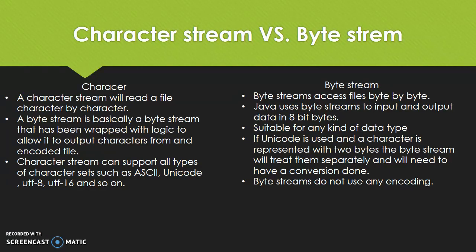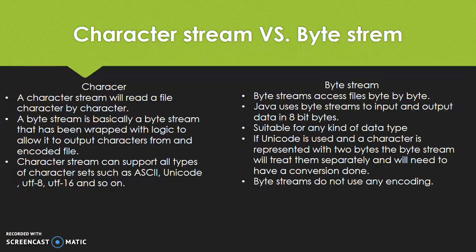Character stream versus byte stream. A character stream will read a file character by character. It is basically a byte stream that has been wrapped with logic to allow it to output characters from an encoded file. Character stream can support all types of character sets such as ASCII, Unicode, UTF-8, UTF-16, and so on. Byte streams access files byte by byte.